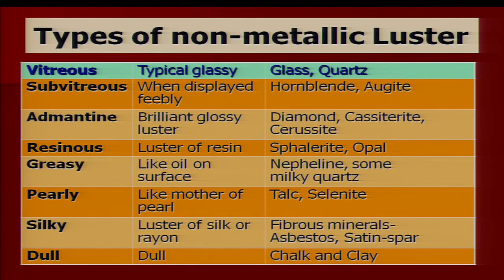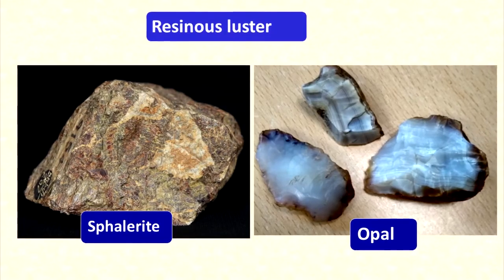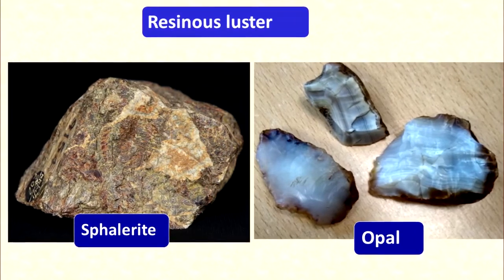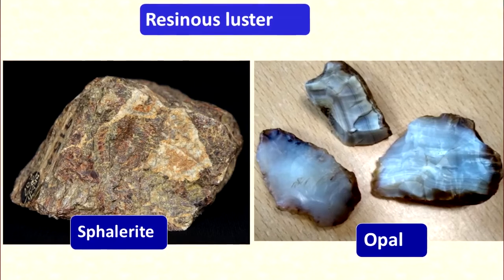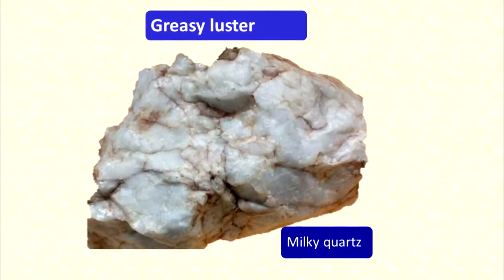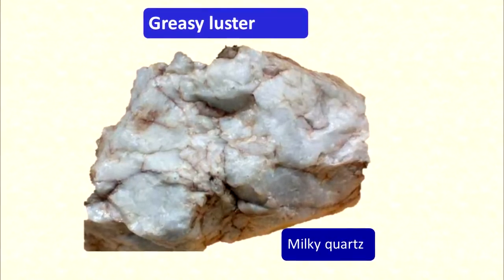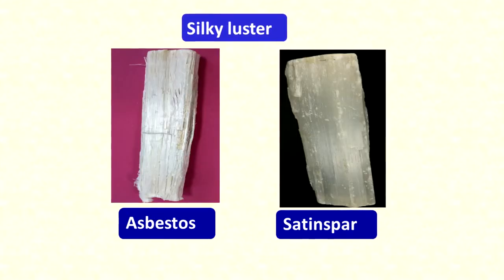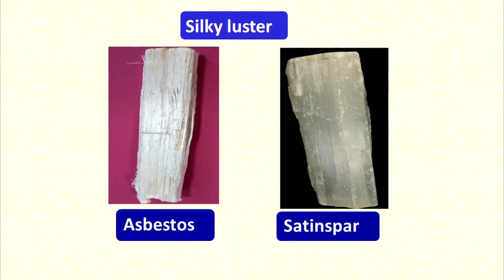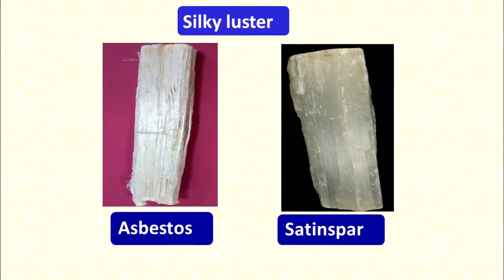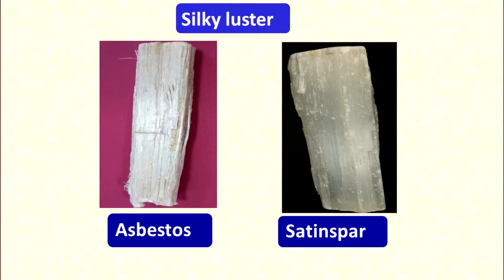These are the three important minerals which display adamantine luster, whereas resinous luster, the luster of a resin, is called resinous luster. The examples are sphalerite and opal. Opal also shows resinous luster. Greasy luster, like an oil: when the fresh surface of a mineral looks like the surface of an oil, we call it greasy luster. Silky luster, the luster of silk, is often seen in minerals, for example asbestos and satin spar, which display silky luster.